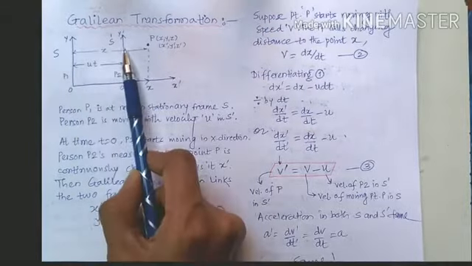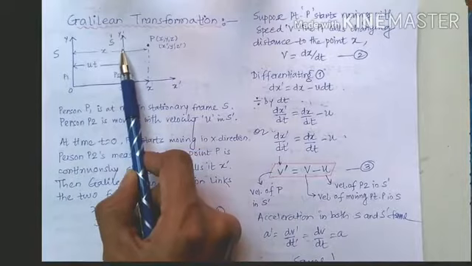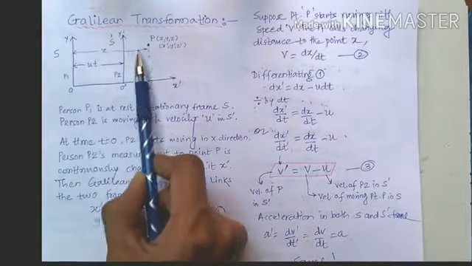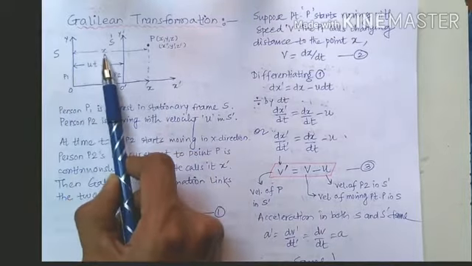Okay, P1, the distance between this point P and this S frame will continuously go on decreasing. But the distance of this point P from S will be fixed, that is x naught.